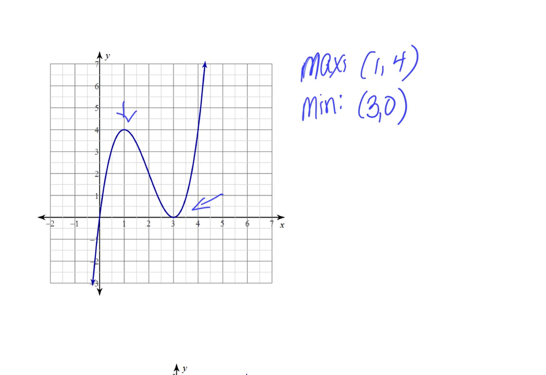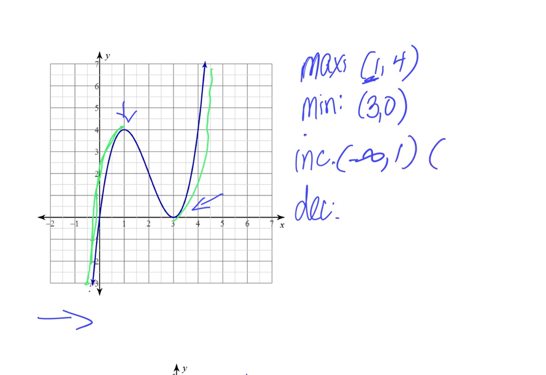And now what we need to do is figure out where is it increasing and where is it decreasing. So we start from the left, and when we start from the left, we're starting from negative infinity. So we start here, and we're going up from here to here. That's increasing. So negative infinity to the maximum is increasing, and then going up also is from the minimum to forever. So increasing is the green, so that's negative infinity to the maximum. So remember, I'm just taking the x value. And then from the minimum, which is the 3, to forever.